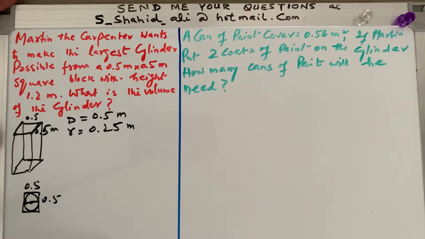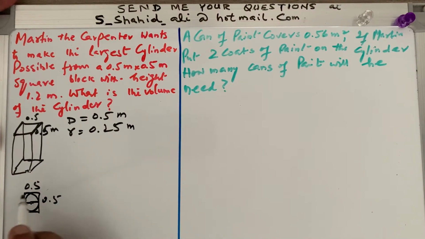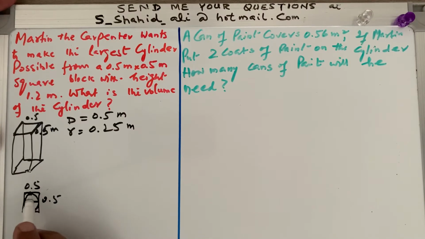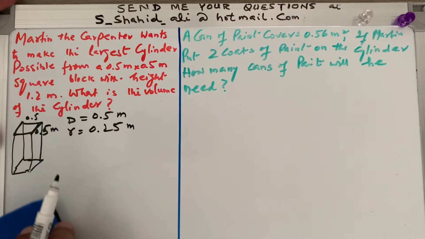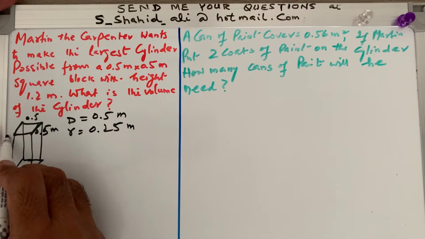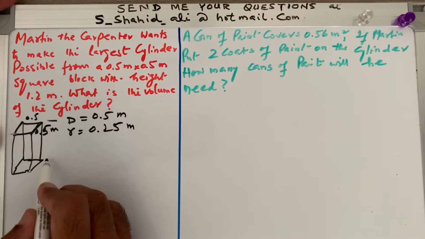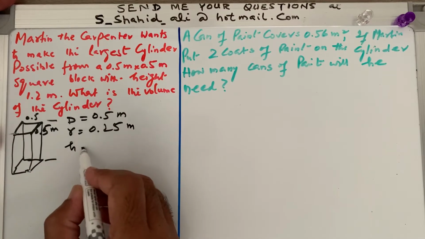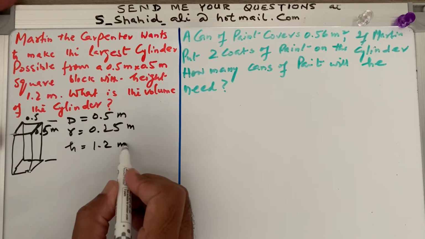If a square is there and you want to make a circle out of it, you can take the center of that square and draw the circle. You will get the diameter equal to the side length of the square. Hope you understand this point. And the height of the block is given, which is 1.2 meter.